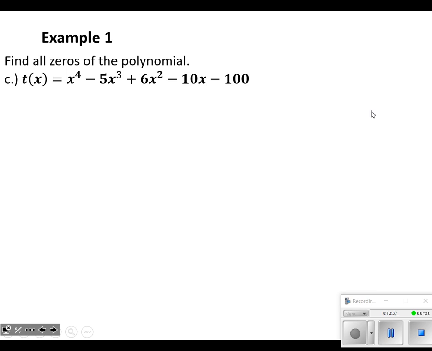All right, so our final example for the day, here we've got a quartic function, 4th degree, and again we're tasked with finding all the zeros of the polynomial. So let's see what the calculator can do. The fact that we're having more terms involved just means that we may be relying on the calculator a little bit more. So let's see how this one works.